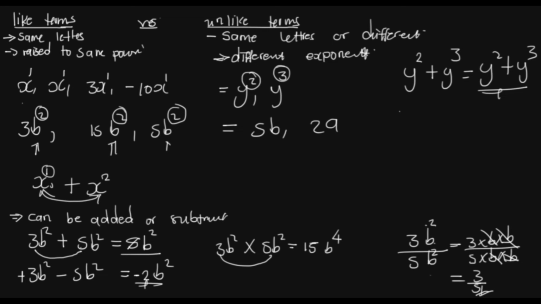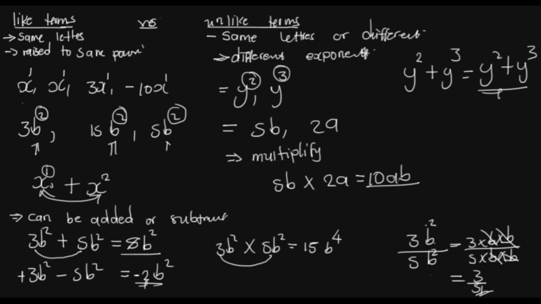But for multiplication, unlike terms can be multiplied. For example, if we have 5a times 5b times 2a, we multiply the first numbers. 5 times 2 is 10, then b times a, which is just ab. So we can multiply the unlike terms.